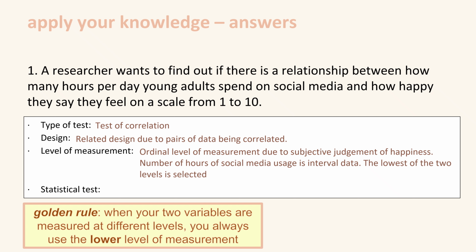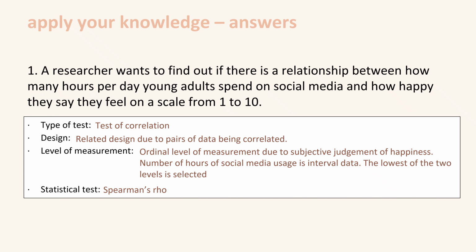Here's where a golden rule kicks in. When your two variables are measured at different levels, you always use the lower level of measurement. So, because happiness is ordinal, the overall data level we work with is ordinal. Now that we know that we're dealing with a correlation, with a related design, and with ordinal data, we think of our table and can determine that the correct test is Spearman's rho.